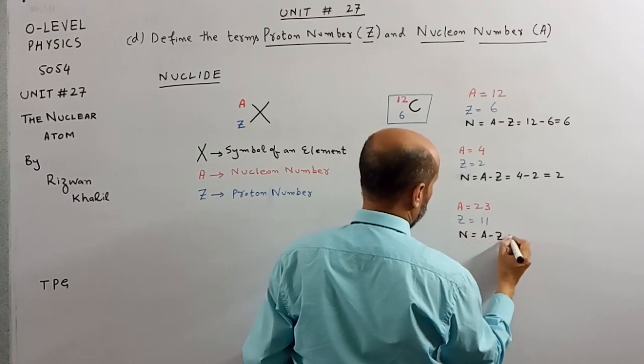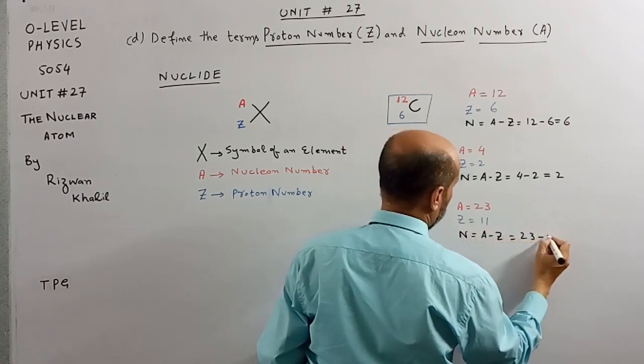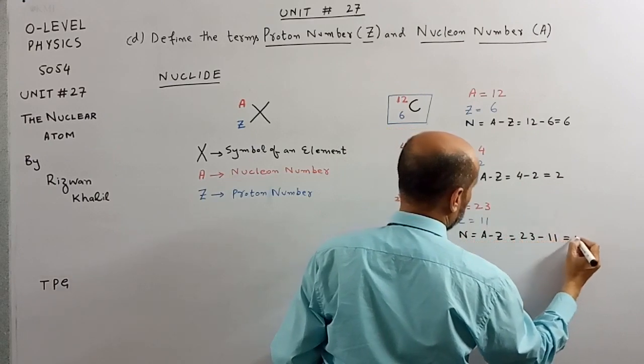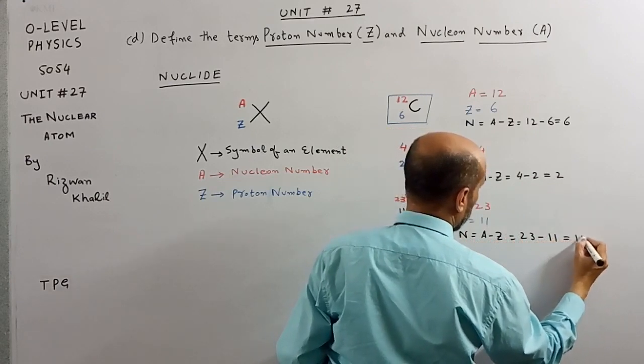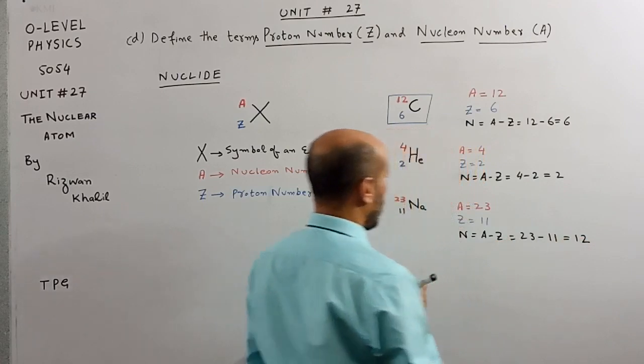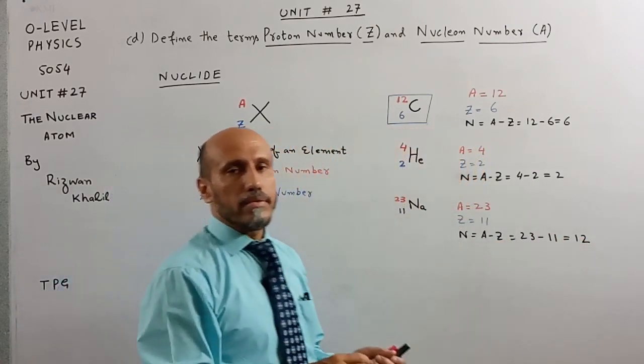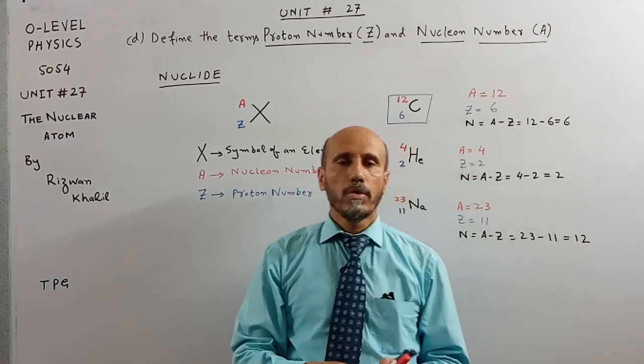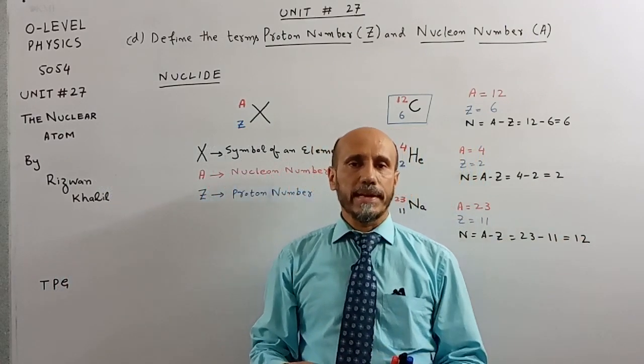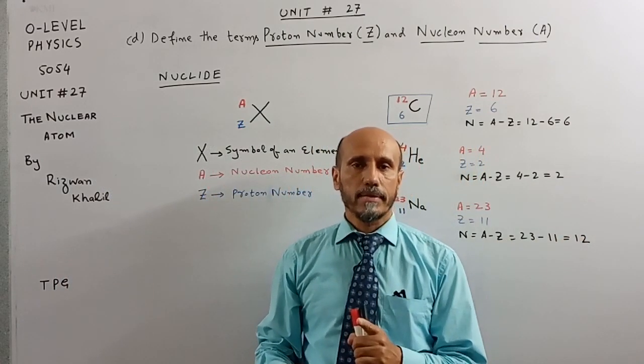A minus Z, 23 minus 11, that is equal to 12. So I hope that from these three examples you are now able to understand the term nuclide.